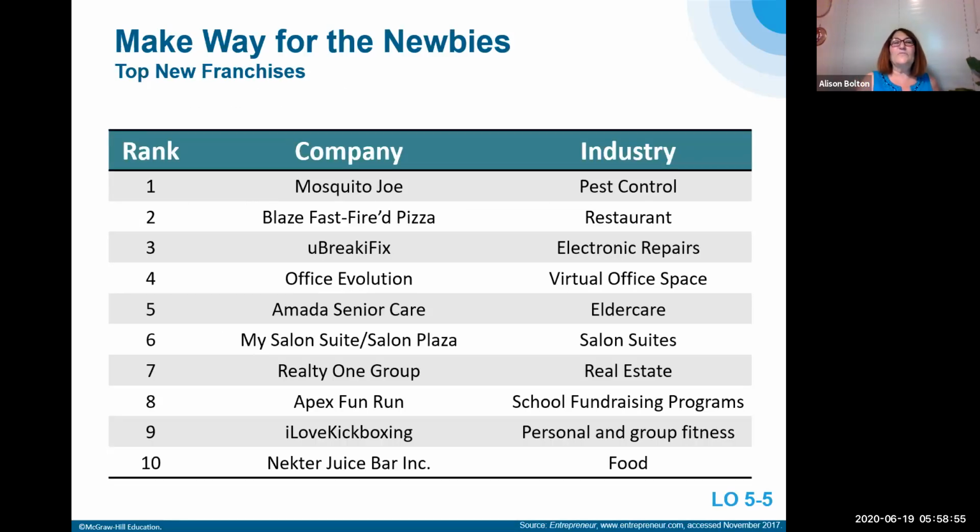Okay, so what makes for the newbies? These are the most currently known franchises to have started. Mosquito Joe's Pest Control, as I mentioned. Blaze Fast Fired Pizza. Haven't heard of them. New one. You Break, I Fix, electronic repairs. I've seen that on vehicles. Office Evolution. This is one where they come in and give you, let's say they own a building, or they don't, or they give you online space. It's a very nice kind of concept so that you can do your business, keep it going.